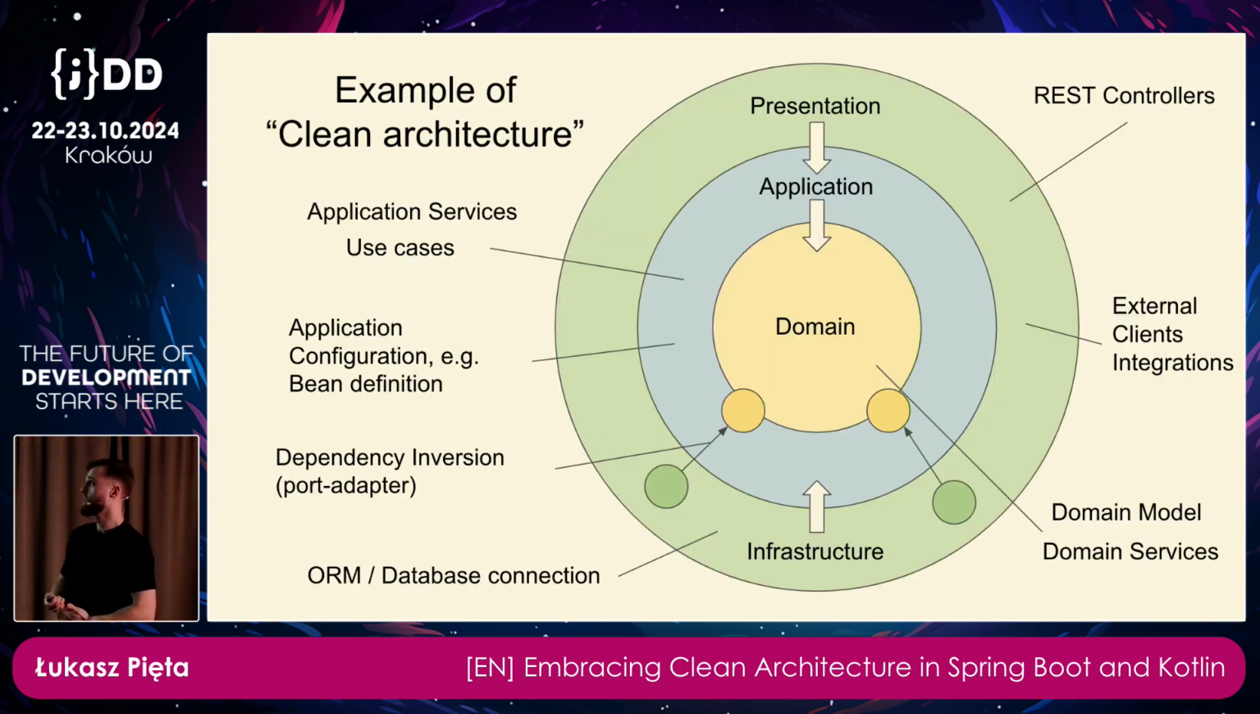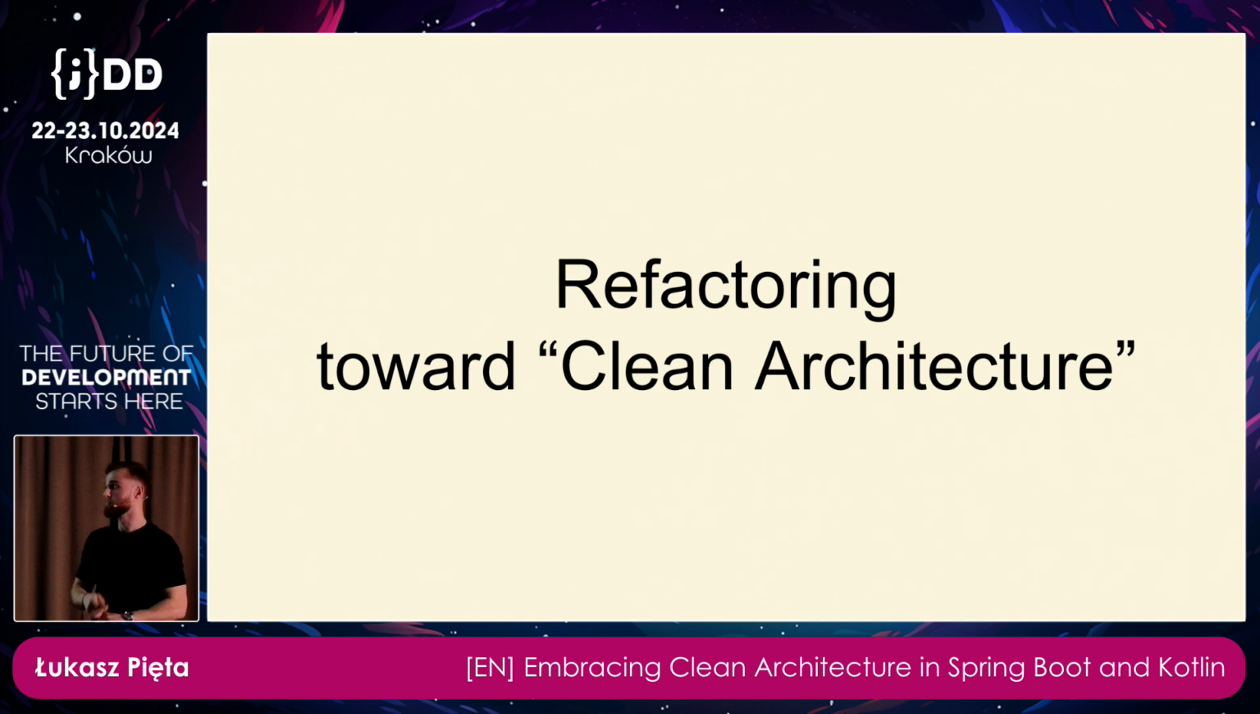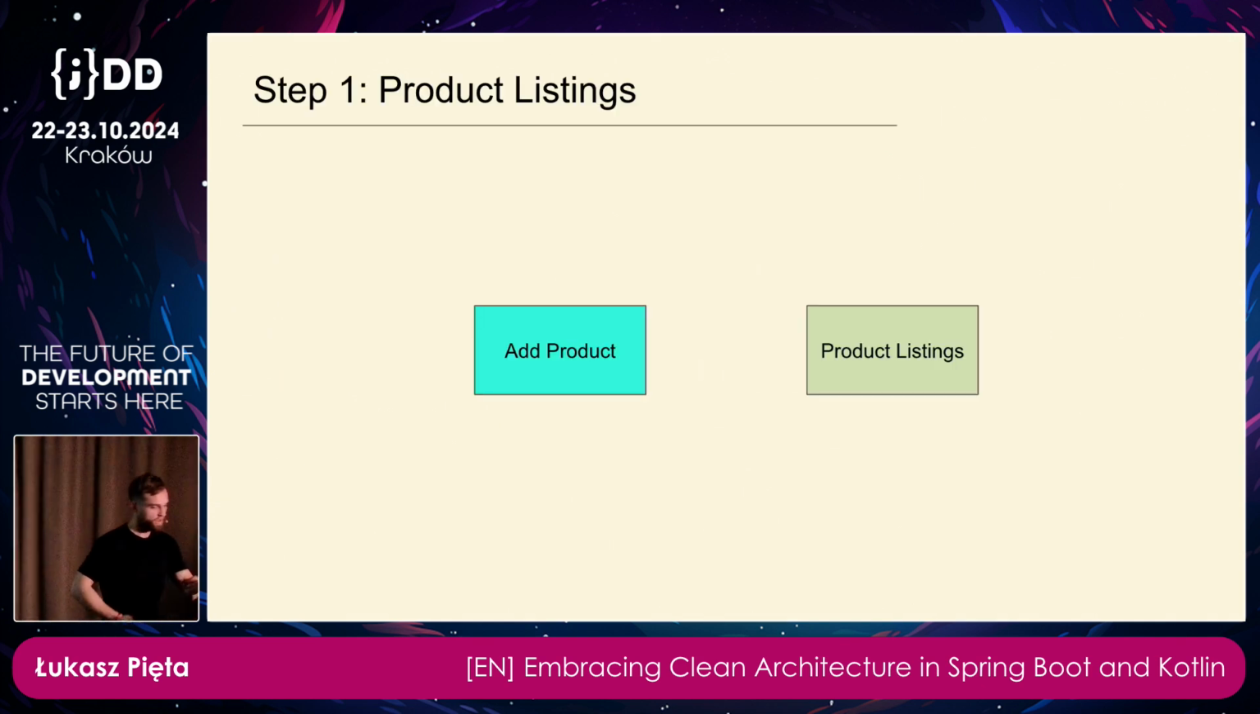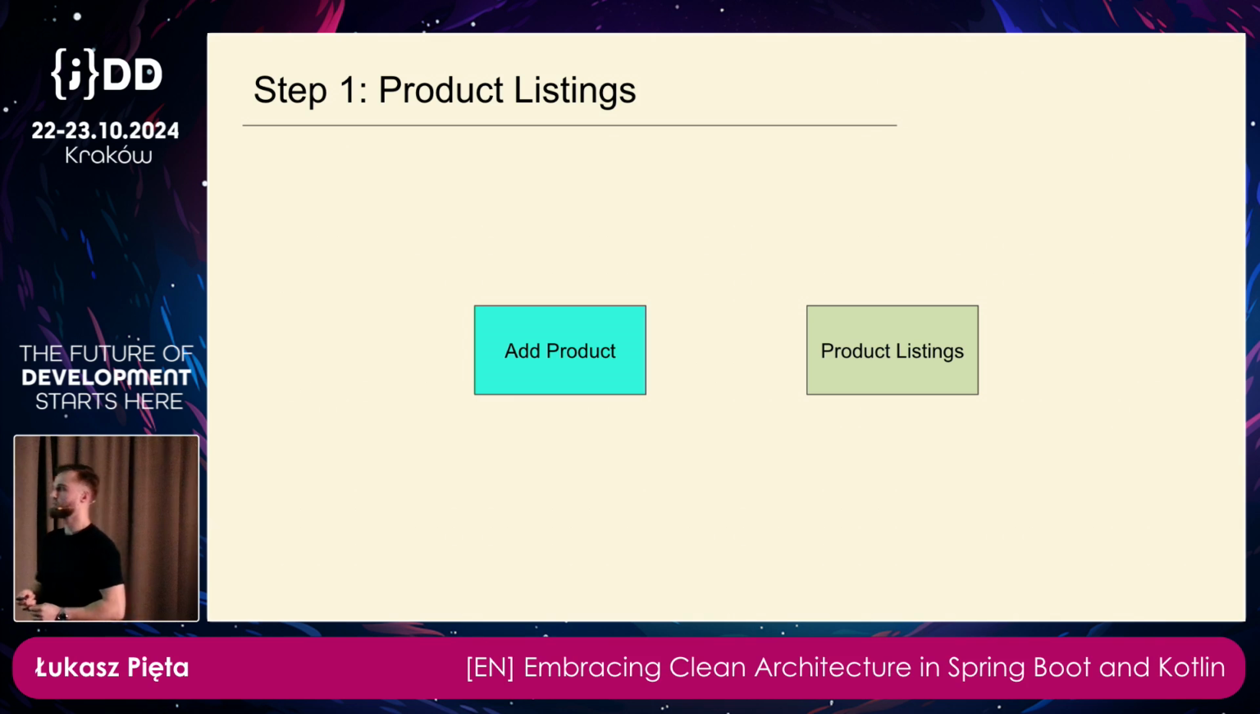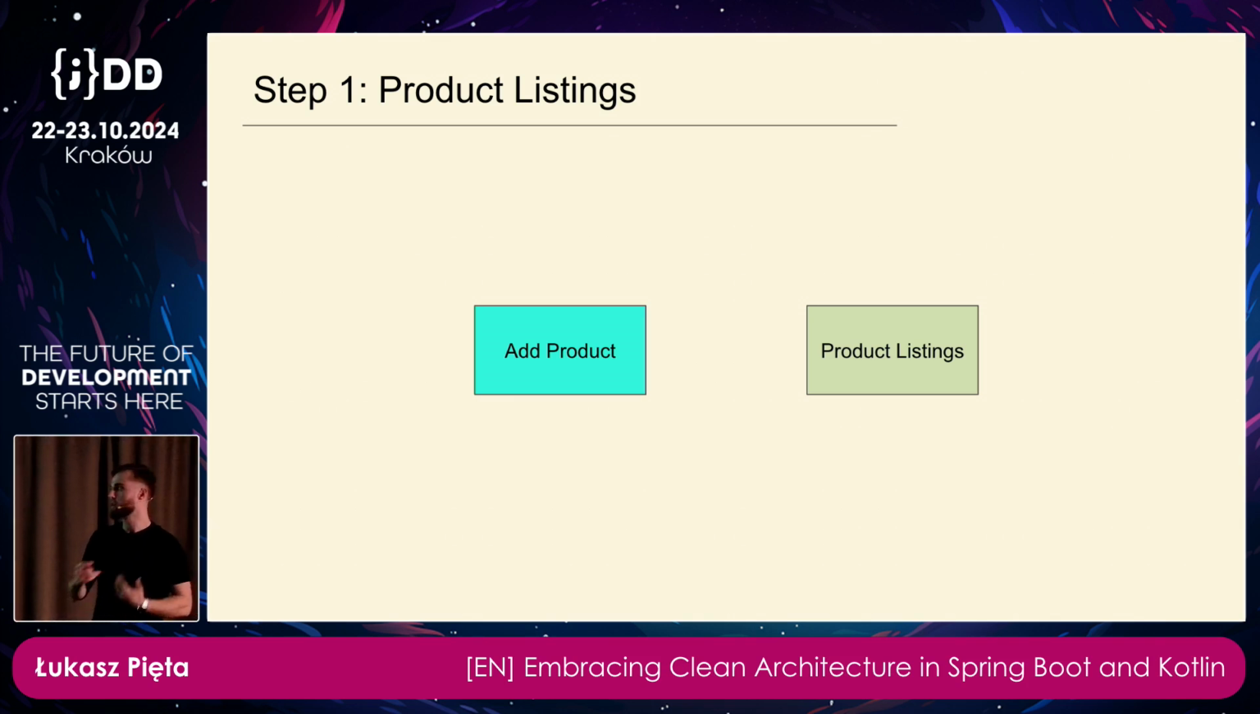So let's say that we have such an example of clean architecture. So we have basically an onion architecture with dependency inversion implemented with port adapter pattern. So that's how we make the flow domain-centric here. And that's what we're gonna achieve starting in our demo, but we're starting with some very, very basic example. So let's take a look. It's gonna be a very simple application, right? We'd like to have capability to add product and to have product listing.